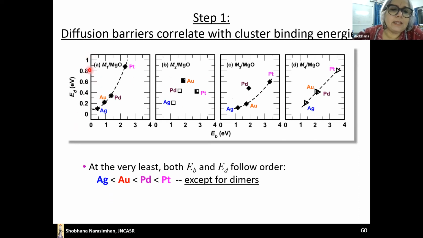So on this axis, there's the diffusion barrier, and on this axis is the binding energy of the cluster to the support. And you see that, well, palladium falls off a bit here, but in general, you get a pretty good correlation, except for the dimers where it totally fails. Okay. And as I said before, again, EB and ED both follow the order Ag less than Au less than Pd less than platinum. And palladium does fall off on this graph, but we sort of understand why.